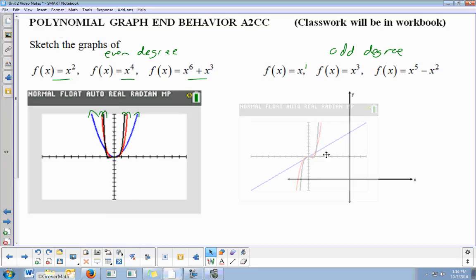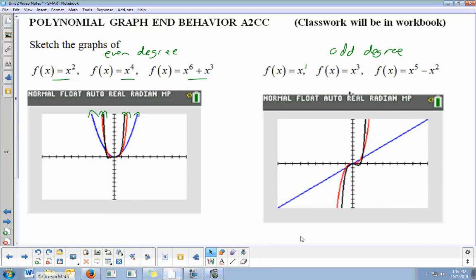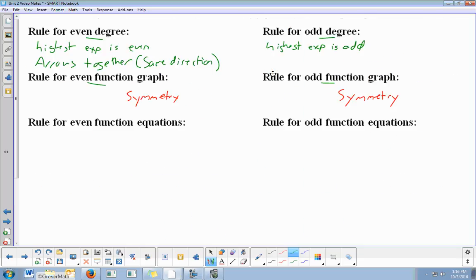Same situation. Again, if I drag this over here, you could do these sketches. But the thing I'm really trying to point out here is that the arrows are not pointing in the same direction for these graphs. They're pointing in opposite directions, and that's what an odd degree is. If your highest exponent is odd, the arrows are in the opposite direction. Sometimes we say arrows apart. So that's what's happening there for even and odd degree. It's very simple. Looking at an equation, it's just what's the highest exponent. Looking at a graph, are the arrows pointing in the same direction, or are they pointing in opposite directions?